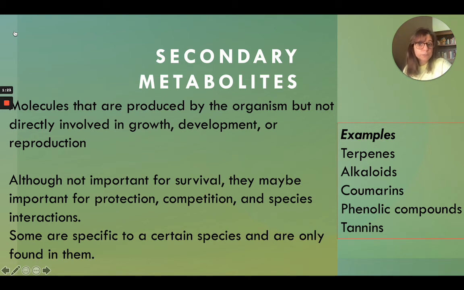Secondary metabolites are specific to a certain species and are only found in that particular species. Sometimes they are even specific to just one genus. Examples of secondary metabolites include terpenes, alkaloids, coumarins, phenolic compounds, and tannins. In this chapter, we're going to spend a little bit of time learning about the chemical structure of these different types of secondary metabolites. We'll also see some examples of medicinal plants that have these molecules inside them.